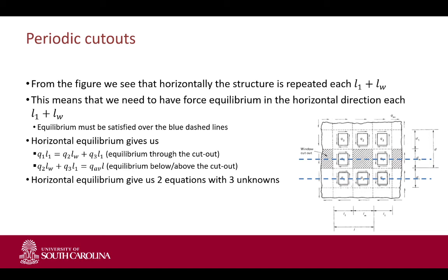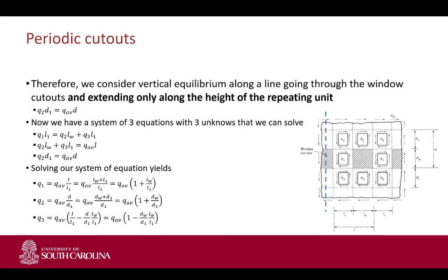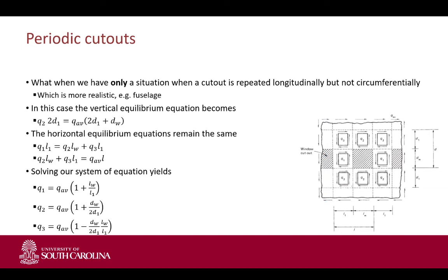And if we did this in X, it gave us basically 2 equations, 3 unknowns. So we basically have to determine an additional equation. And for that, we did a cutout on the vertical side as well. And based on that, we had 3 equations, 3 unknowns, and so we could solve it. And we did that for periodicity when we have only a cutout repeated in the longitudinal direction, but not the circumferential direction.